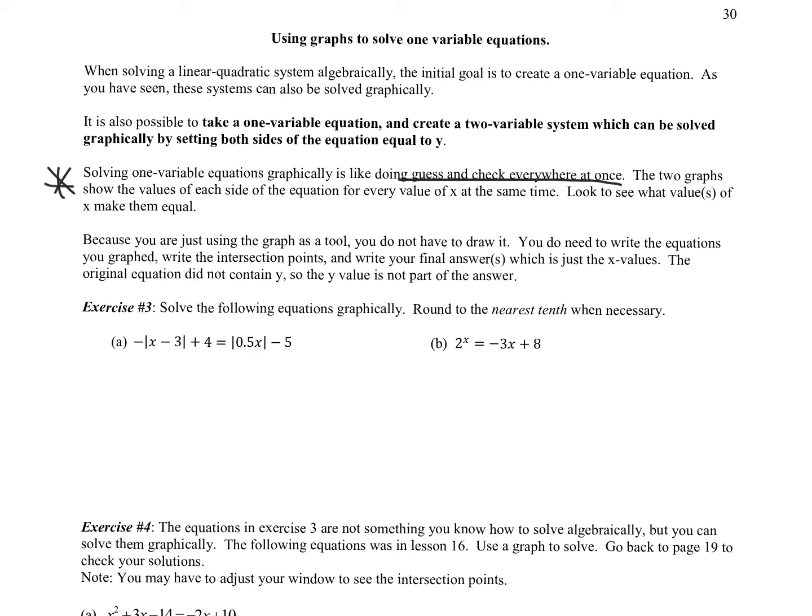So the connected line shows all those different values. The two graphs we're going to make show the values of each side of the equation for every x value at the same time. And we're going to look to see what values of x make the functions equal, or where they intersect.